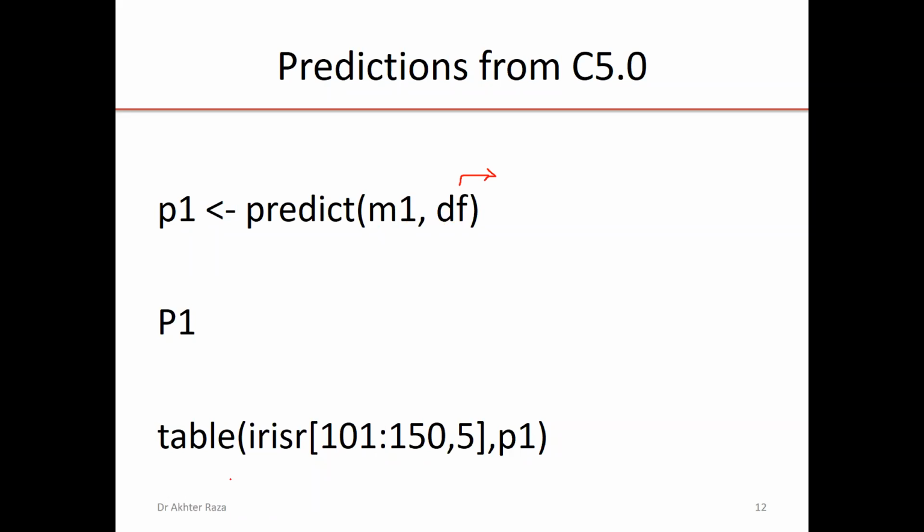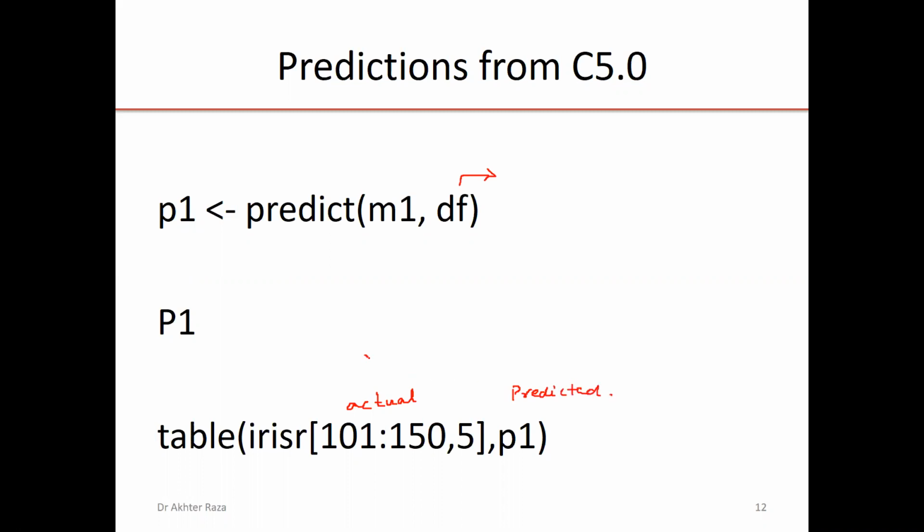Now P1 and table of iris 101 to 150 and P1. The fifth column we are going to use. So this is called actual observations. This is called predicted observations.